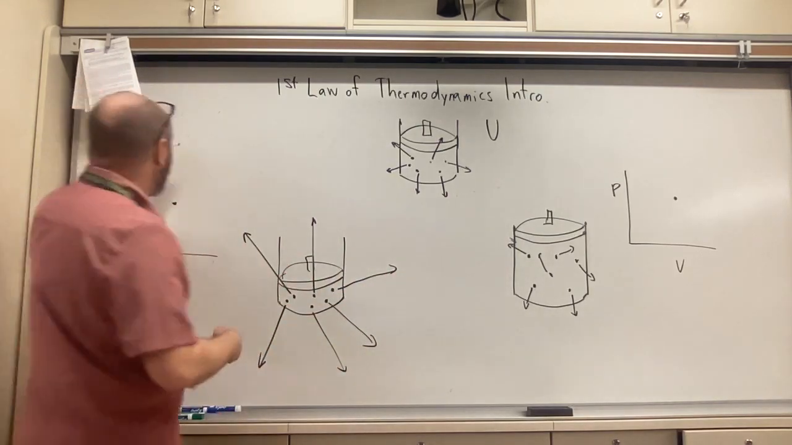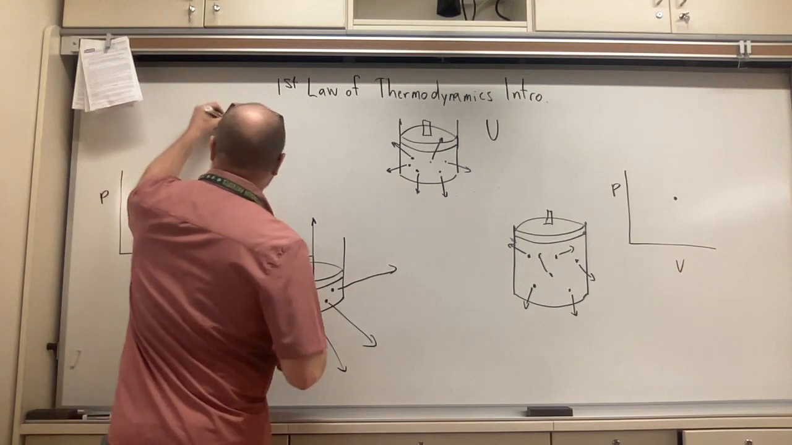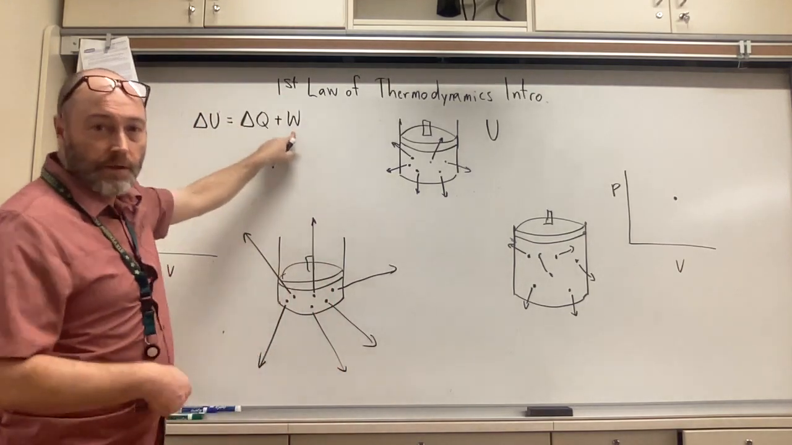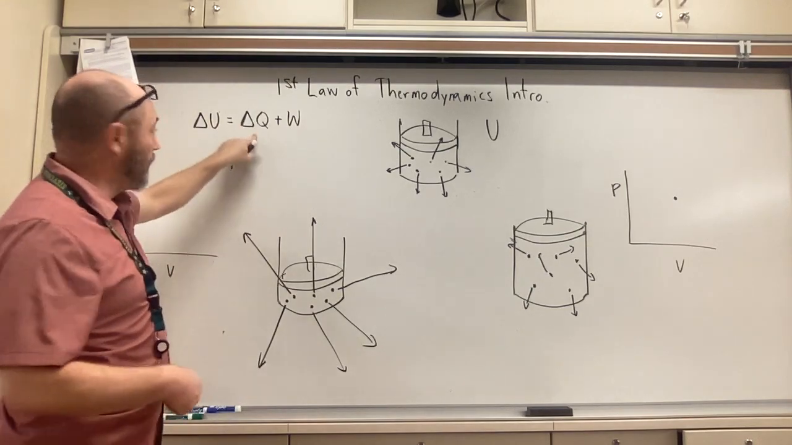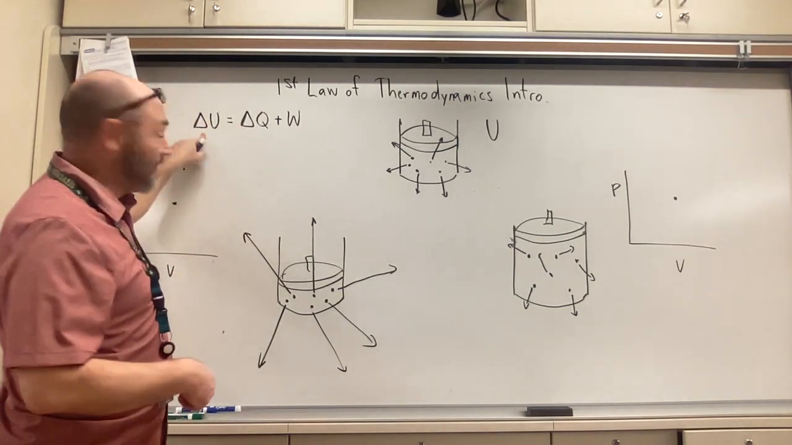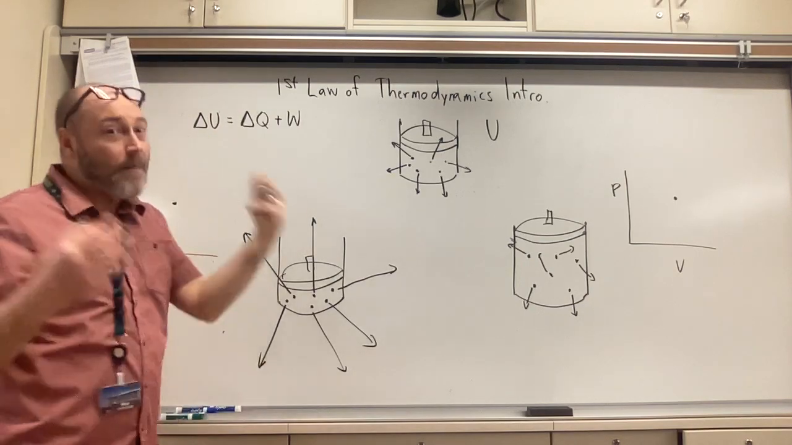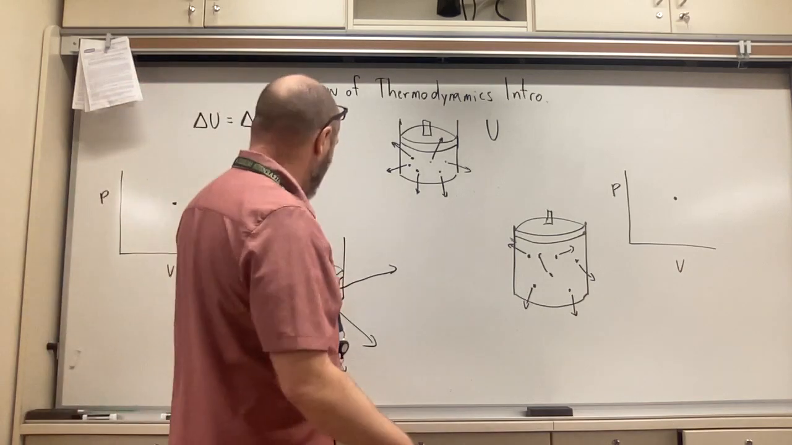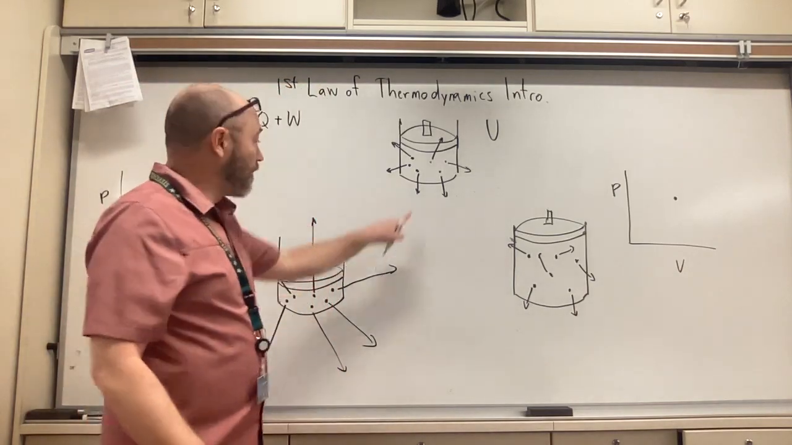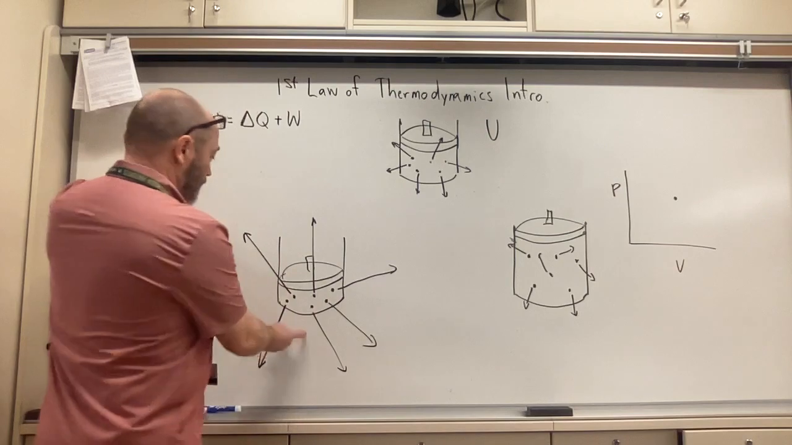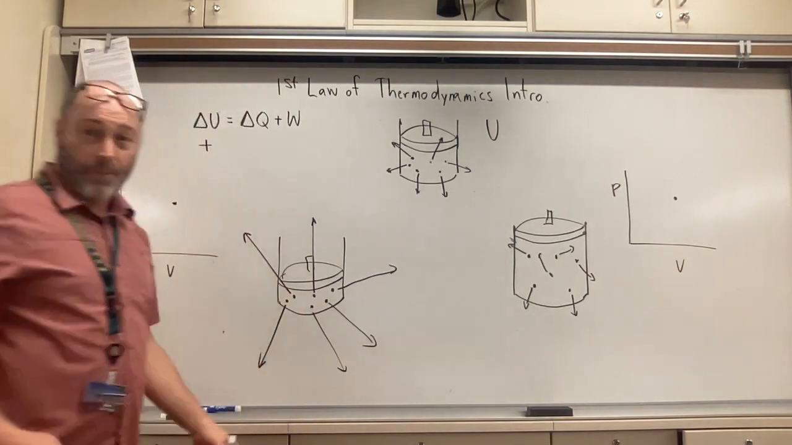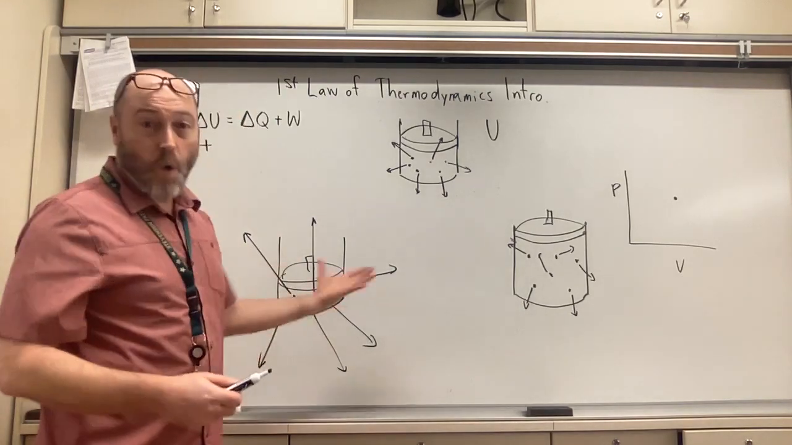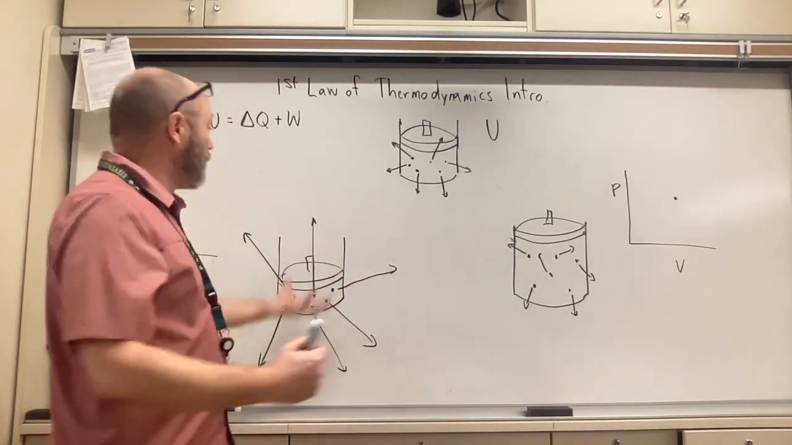Why? Because when work is involved, depending on the situation, this could either go up or down. So we're not going to memorize, we're going to understand each situation. But let's say in this case that our molecules are moving faster. Well, if our molecules are moving faster, that means delta U is bigger. Why? Because this gas has more energy. Why? Because the molecules are moving faster, okay?